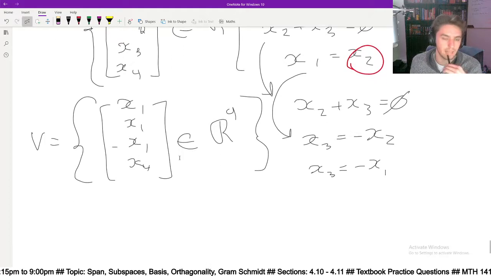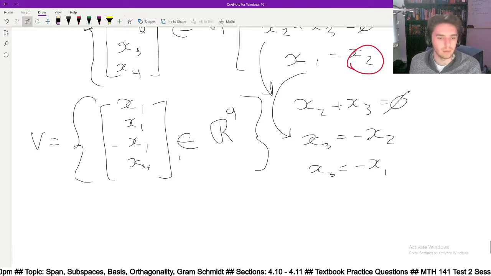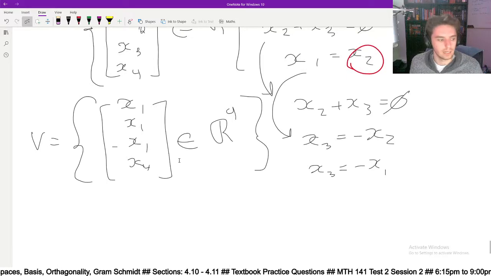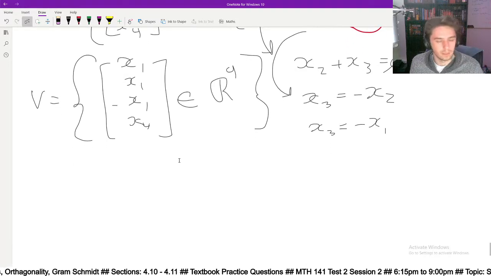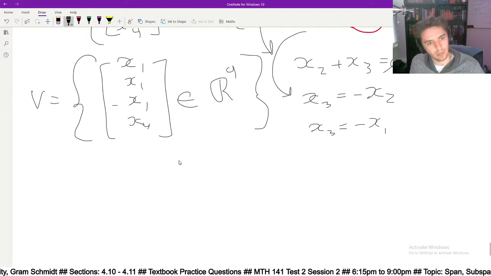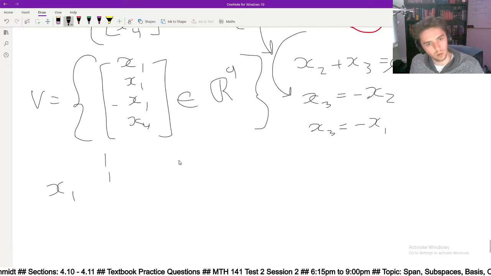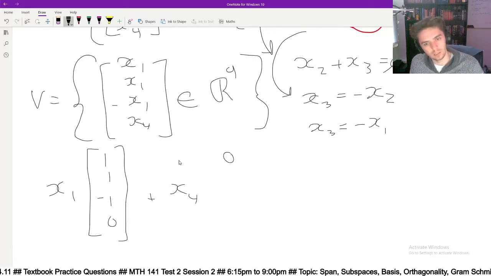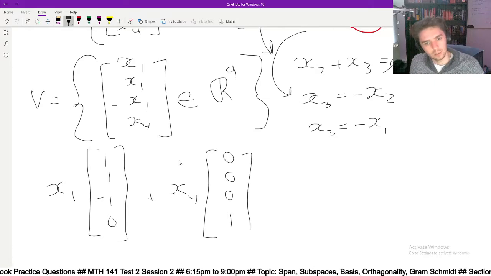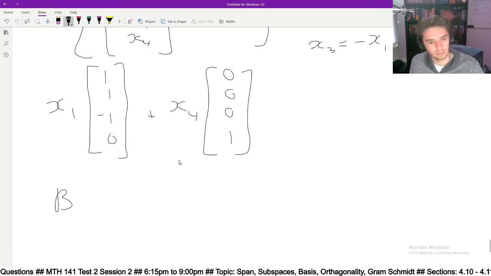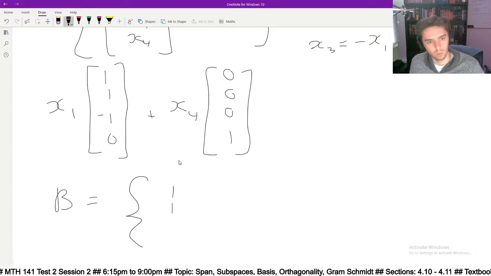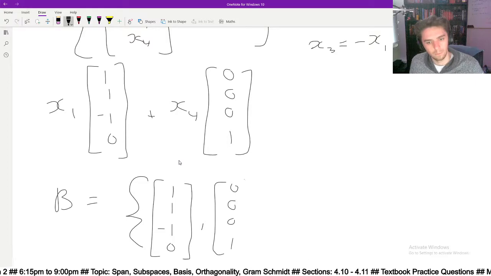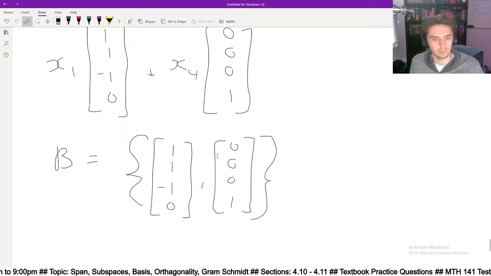Well, my thinking is that I just want the lowest amount of different variables here at the same time, because I want a linearly independent basis at the end. The next step is to say this is a combination of x1 times (1, 1, -1, 0) plus x4 times (0, 0, 0, 1). So the basis for V is B, which is equal to (1, 1, -1, 0), (0, 0, 0, 1). Right, that's a basis for V.